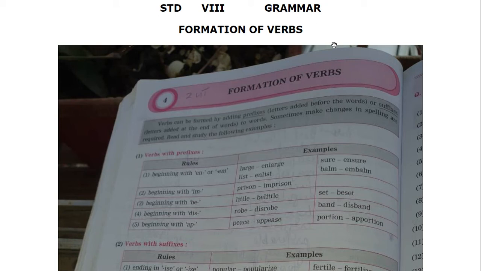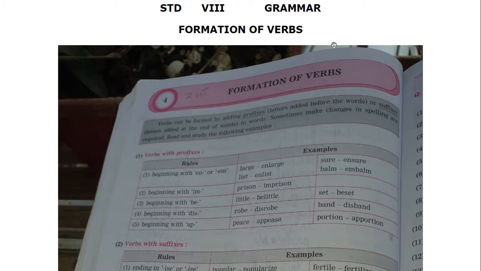Now let's start with this lesson: formation of verbs. Verbs can be formed by adding prefixes, that is letters added before the word, or suffixes, that is letters added at the end of the word. Now, when you have a word like behave and I add mis before it, it becomes a new word which means misbehave. Same way obedient becomes disobedient. So you are adding letters before the word to make it into another word. Okay, that's called a prefix.